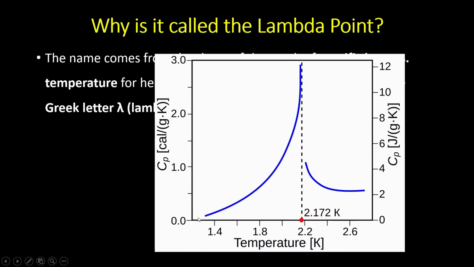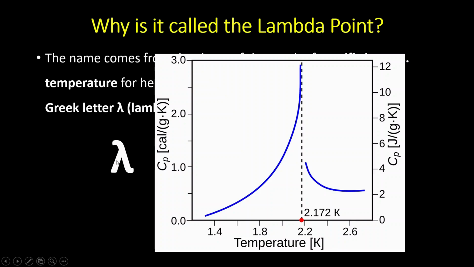So you see the graph: along the x-axis we plot temperature, along the y-axis we plot specific heat. The specific heat keeps on increasing like this, and at this transition temperature, 2.172 Kelvin, the transition temperature or the lambda point, the specific heat shows a very discontinuous change. This particular graph increases like this and then decreases like this.